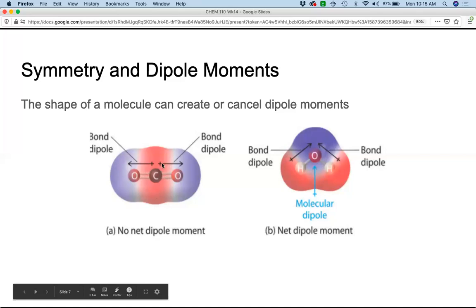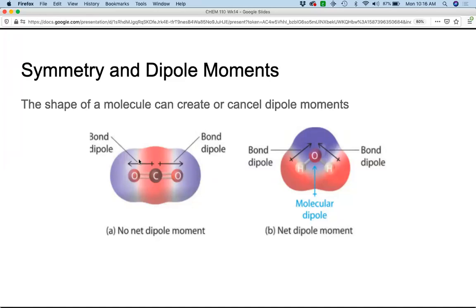But here's the piece of that that's most interesting. Do you notice the direction of the bond dipoles? When we draw these, it's important that the head of the arrow points toward the more electronegative atom, and the tail of the arrow, or the cross of the arrow, points towards the less electronegative atom. So take a moment and draw carbon dioxide in your notes.